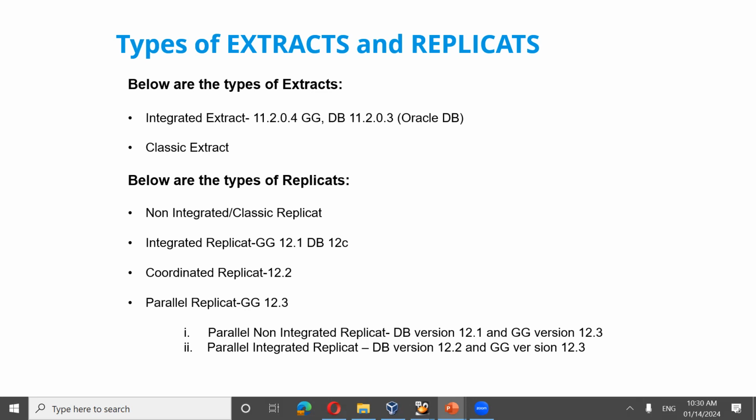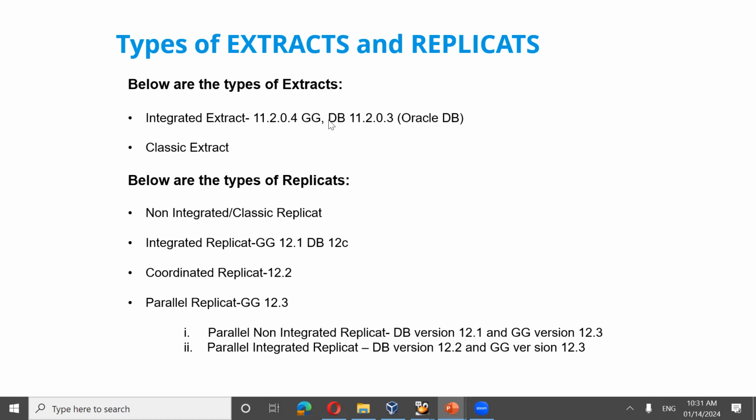Now, there are different types of replicates available in Goldengate. First is classic or non-integrated replicate, which is available since the beginning. Then integrated replicate was introduced in Goldengate version 12.1 and database version 12c. Then coordinated replicate was introduced in 12.2. So coordinated replicate was introduced to improve the performance of classic or non-integrated replicate. Then parallel replicate is the latest type of replicate, which was introduced from Goldengate version 12.3 onwards.